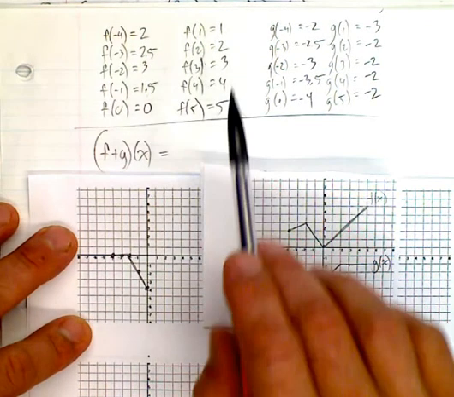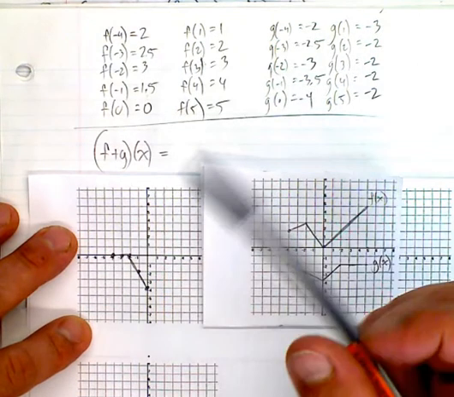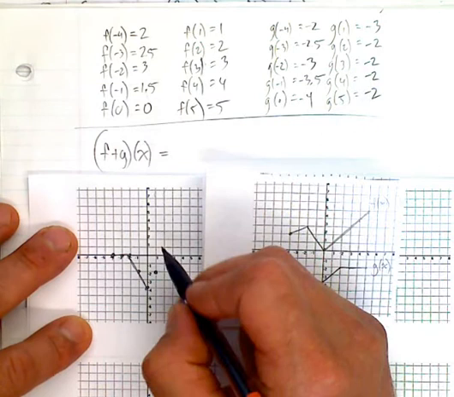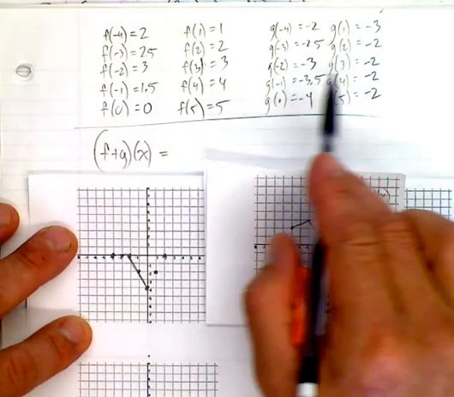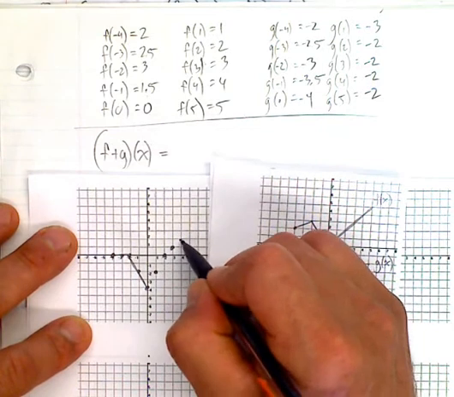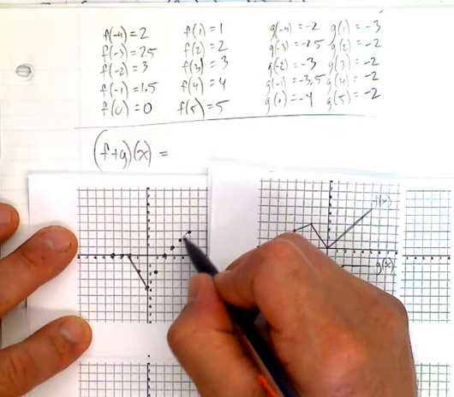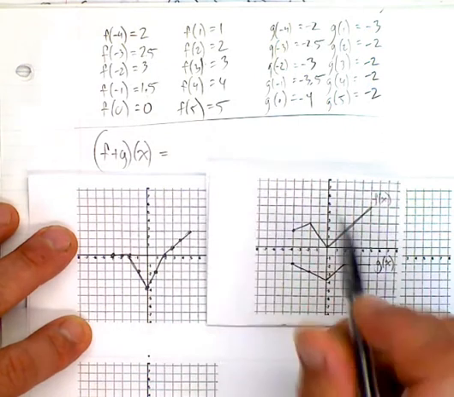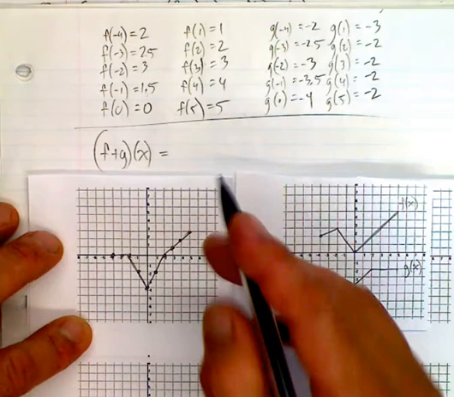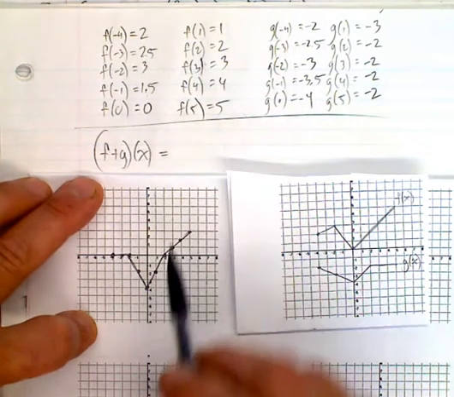Now let's keep going. F is 1 plus negative 3 is negative 2. 2 plus negative 2 is 0. 3 plus negative 2 is 1. 4 plus negative 2 is 2. 5 plus negative 2 is 3. This is the rest of my function. So these two here combine to give me this. This would be f plus g of x.